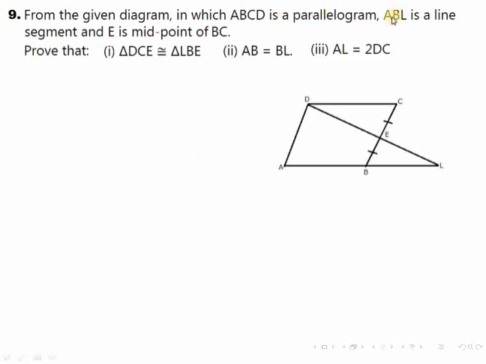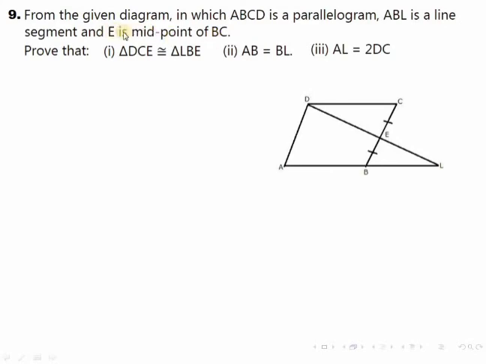So ABL is a line segment. Look at this, ABL is a line segment. It's a straight line, ABL, remember. Straight line means if you calculate this whole angle, it is 180 degrees, because in a straight line, if you measure the angle, it will be 180 degrees.